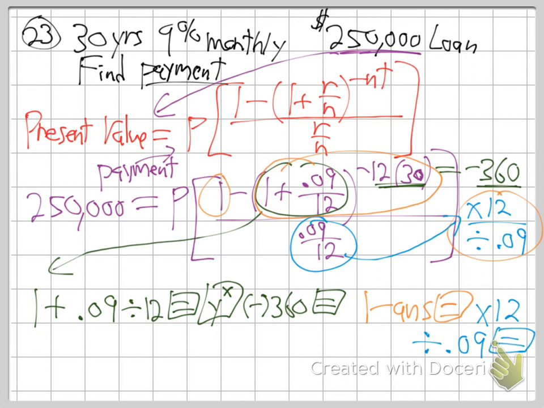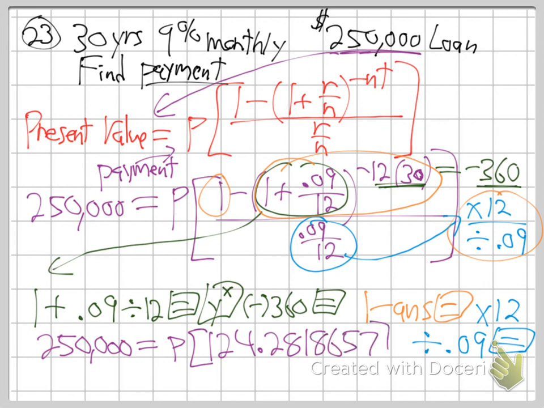So then we get all of that, and you'll get some number, right? You'll get 250,000 equals P times the bracket. And what's the number in the bracket? Somebody got it? 124,281.8657. All right, and then last step, just divide that, or you can use the answer button. It's even better. 124,281.8657.